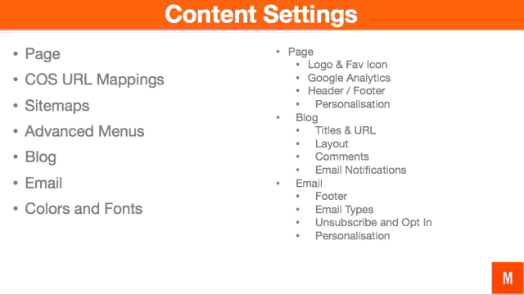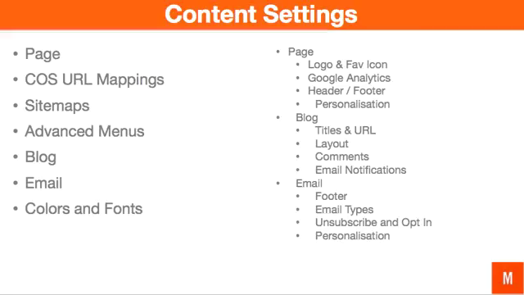Then we move on to COS URL mappings. So this is essentially 301 redirects if you are using the HubSpot COS. So if your site is hosted on HubSpot and you change the location of a page, this is where you go and set that up. What's a really nice feature is if you are using the HubSpot website management tool, it automatically does this for you, so you don't actually have to go and do it.